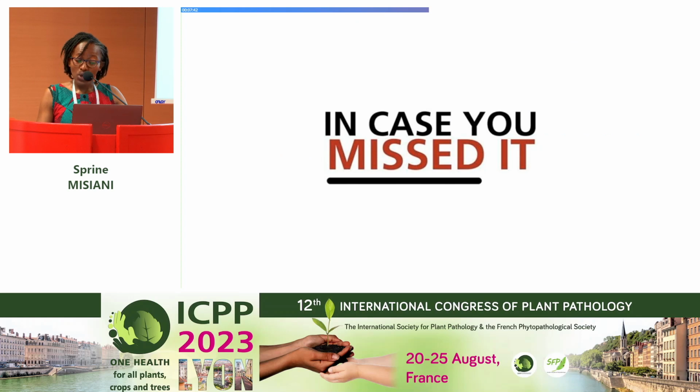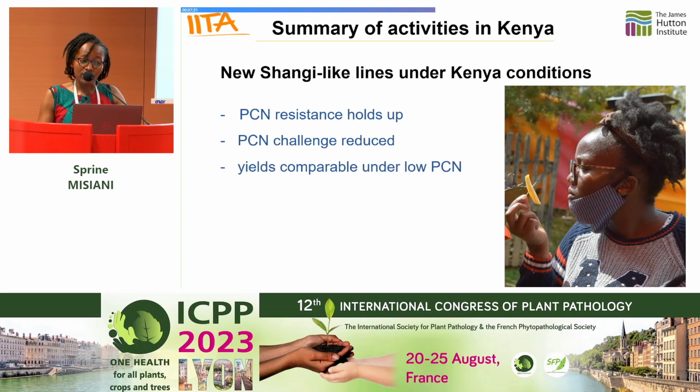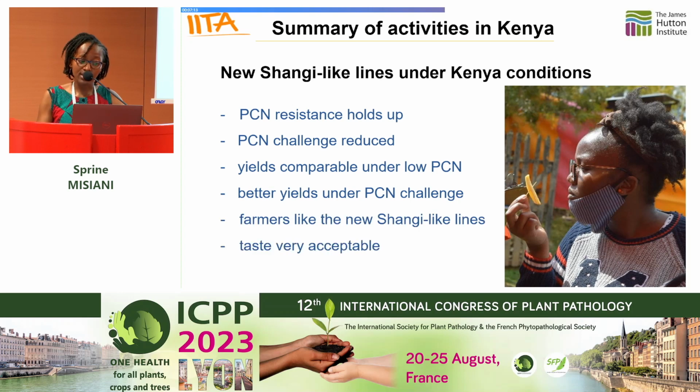So we're hoping that we'll move this to other countries, these African countries that I'd mentioned, Uganda, Rwanda, and hopefully other countries as well. And in a nutshell, these new Shangi-like potatoes, because they're somehow similar to Shangi in taste and how they look, and farmers love them, we're seeing that they are resistant to PCN. We are having higher yields, and they have a great taste, and farmers do like it.